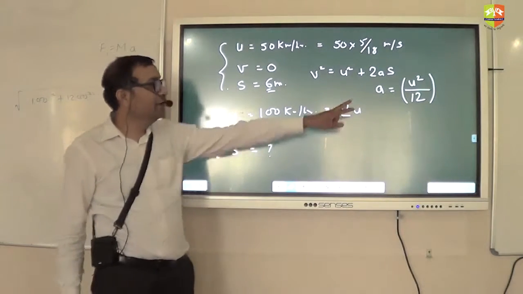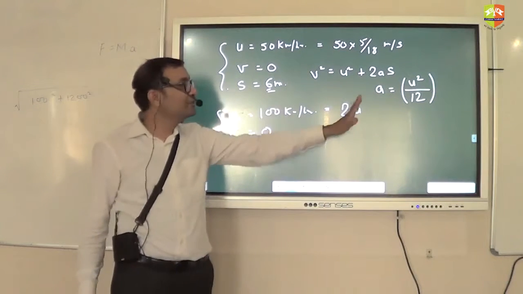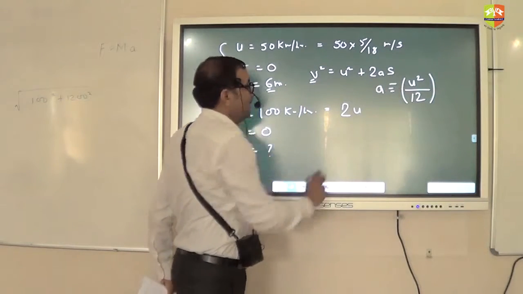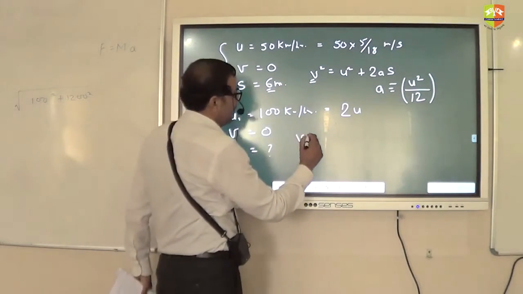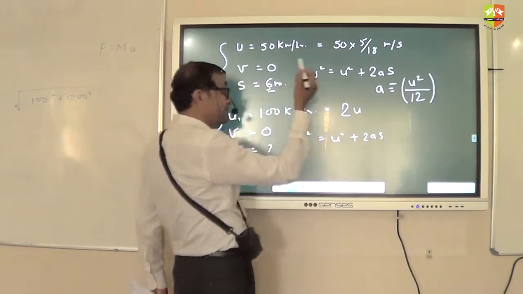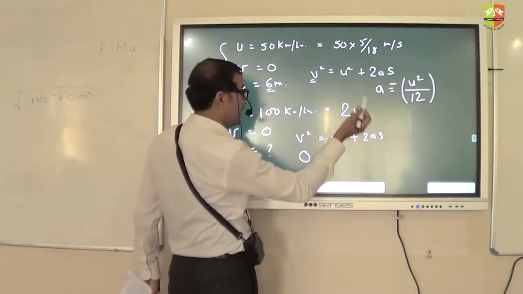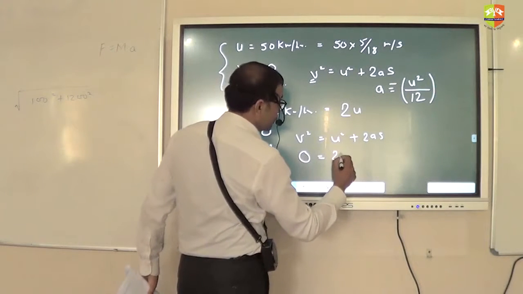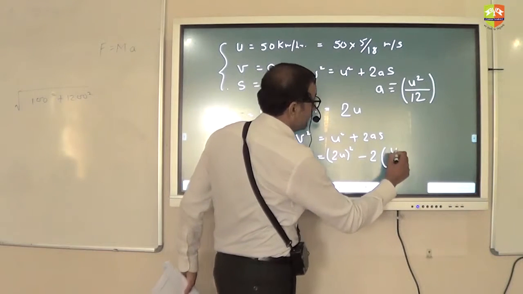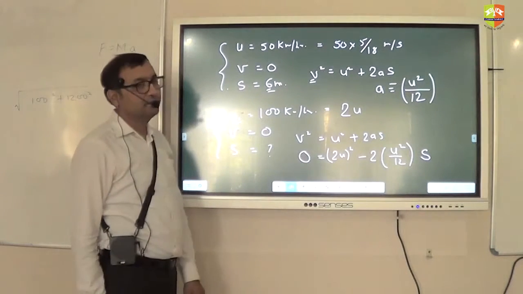Something like this. Okay, did you understand how you get A to be equal to this? Did you understand? There is a minus sign over here, but now when you use v square equal to u square plus 2as for situation second, v is 0, u is 2 times the earlier u. So this is 2u whole square minus 2 into u square by 12 into s. So you get the value of s from here.